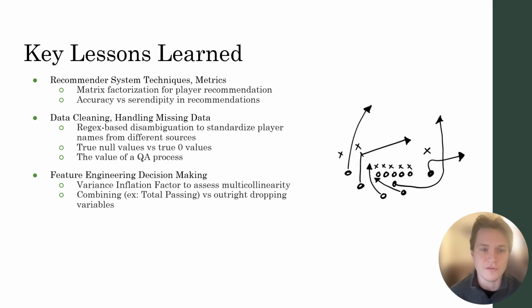We discussed true null values versus true zero values a little earlier. And we also really valued the quality assurance process of our data, going in, digging up the different data and making sure it makes sense. And lastly, for our feature engineering decision making, we learned a lot through our VIF score assessment. So using that variance inflation factor to assess multicollinearity in features, and then when it's best to combine versus outright drop different variables for the success of our systems.